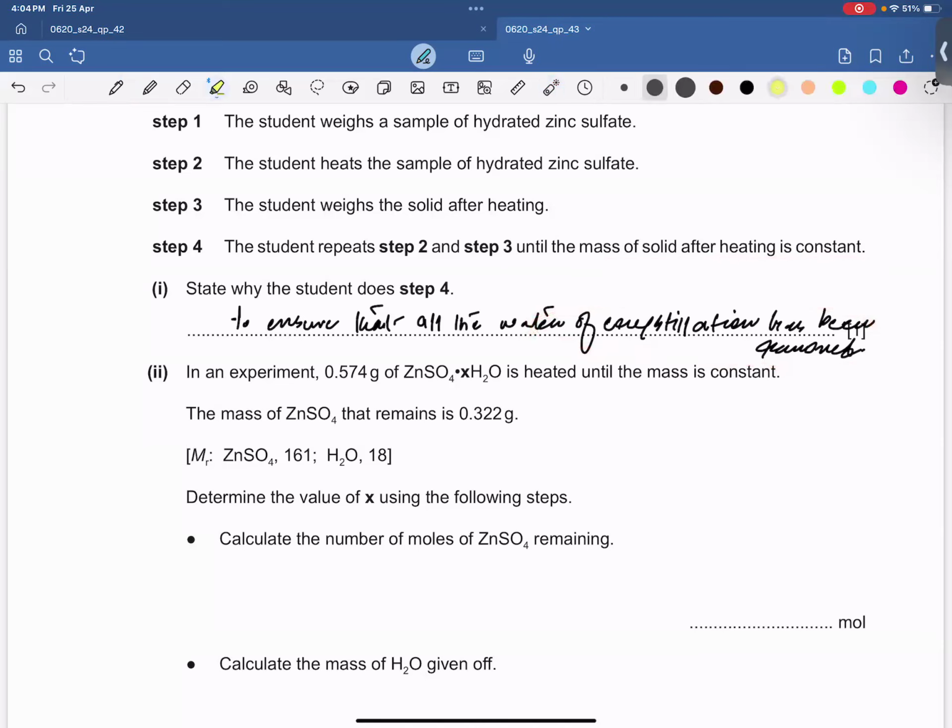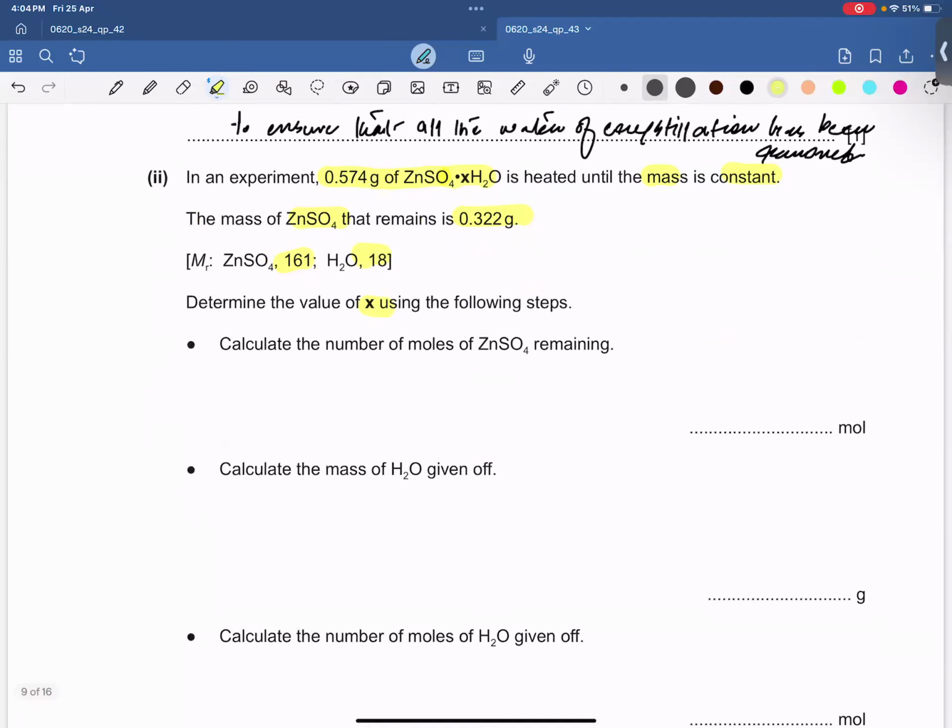In an experiment, 0.574 gram of this hydrated salt is heated until mass is constant. The mass of zinc sulfate that remains is 0.322 gram. Given the Mr, find the value of X. Moles of ZnSO4: the mass of ZnSO4 is 0.322 divided by the Mr, which is 161. So the moles come to 0.002 moles.